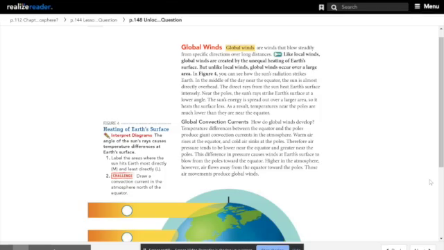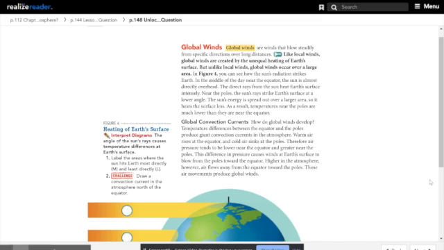All right, next we're going to talk about global winds. Global winds are winds that blow steadily from specific directions over long distances. Like local winds, global winds are created by unequal heating of Earth's surface. But unlike local winds, global winds occur over a large area.